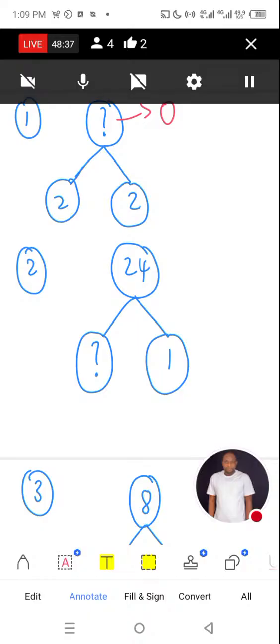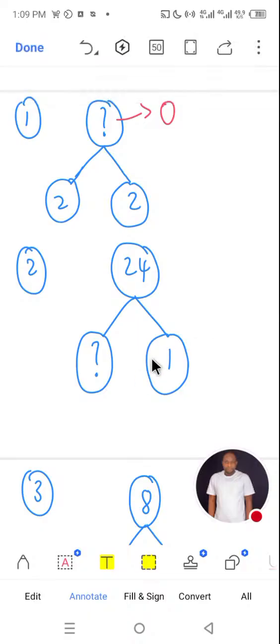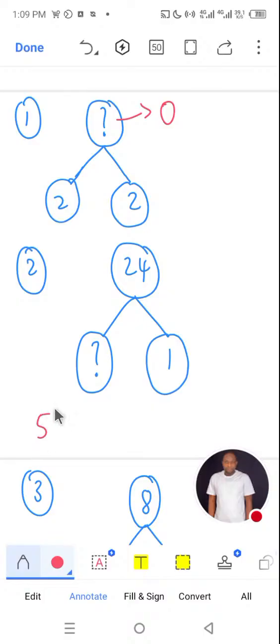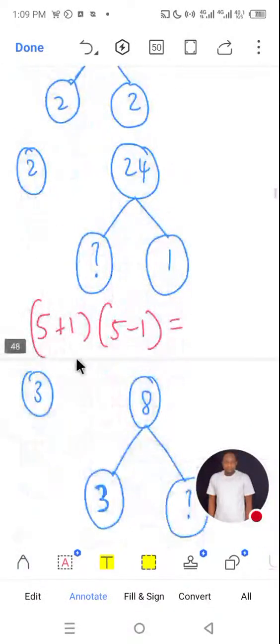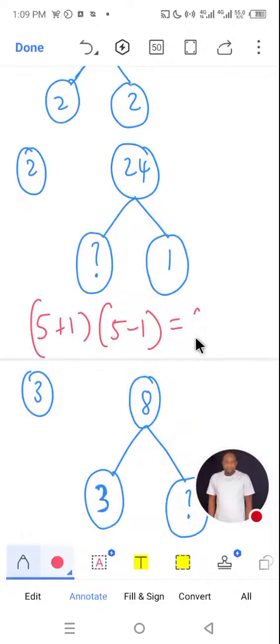Yes, you are right. The second question is 5. You are right, because if you do 5 plus 1 times 5 minus 1, what is 5 plus 1? That's 6. And 6 times 4 is what? 24. So yes, the second question is 5.